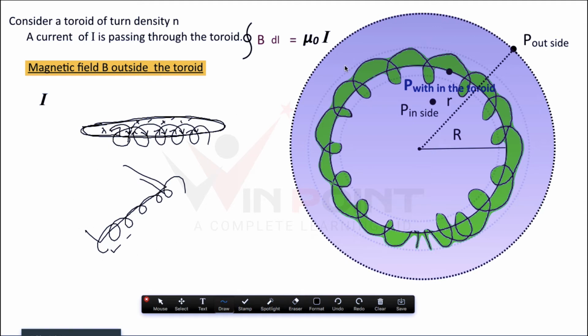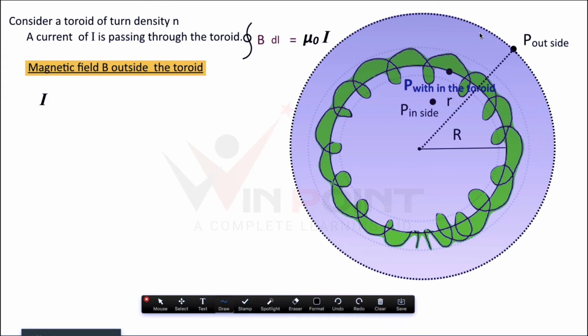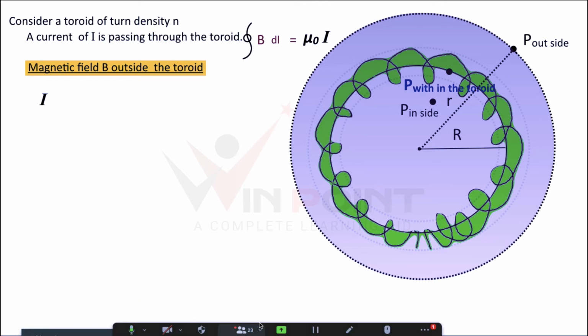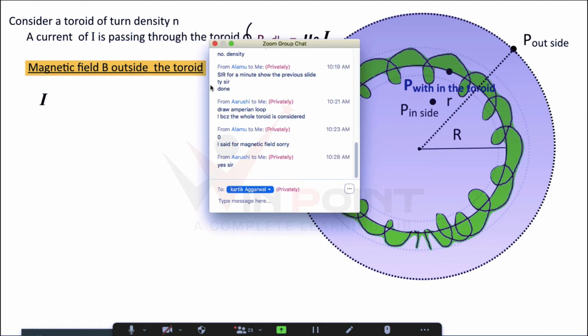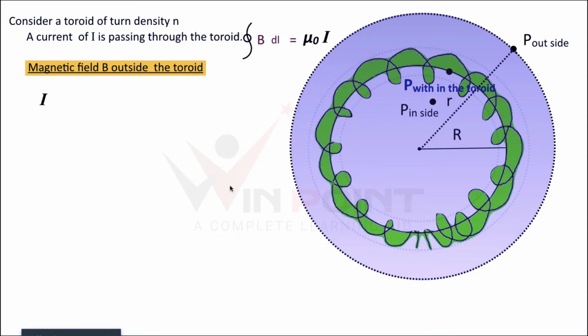So when we are considering a point outside the toroid and the Amperian loop, all of the toroid is part of this Amperian loop. Because of that, this plane has incoming current and outgoing current. One current is going into the plane, the other current is coming out of the plane. So the total current is 0, because one current is going in and one current is coming out.